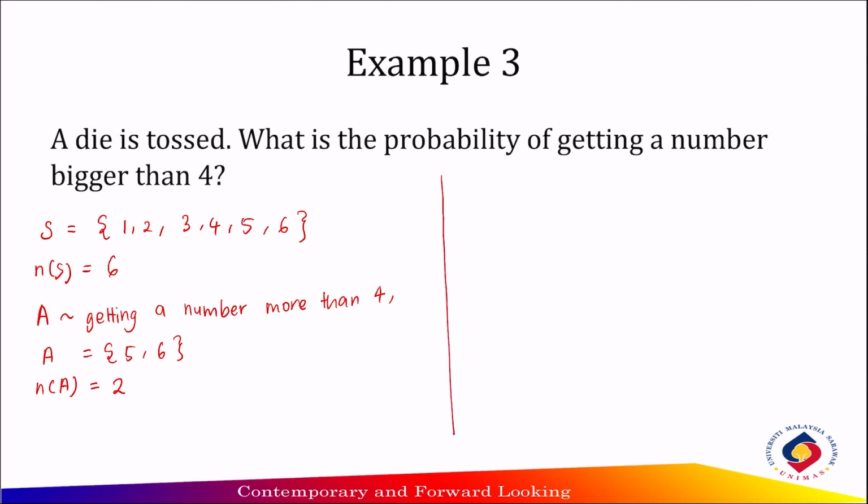Hence the probability of getting a number bigger than 4, which is P(A) in this solution, is N(A) over N(S), that is 2 over 6. Again, if we simplify this, we will get 1 over 3.